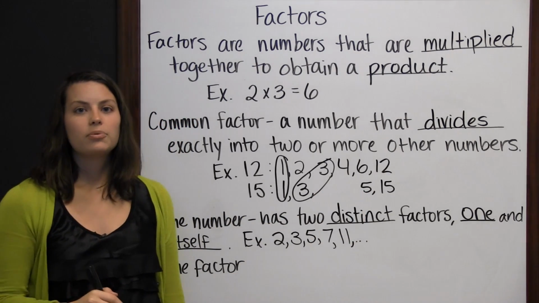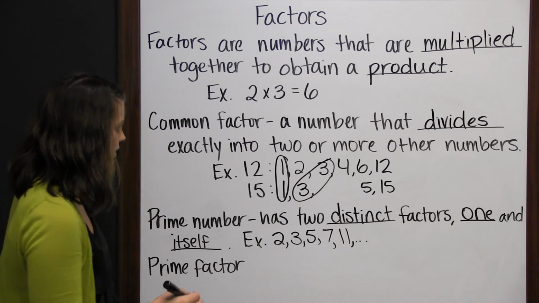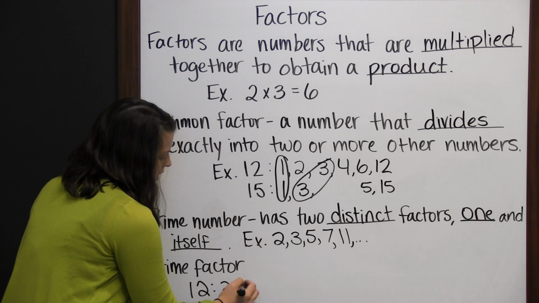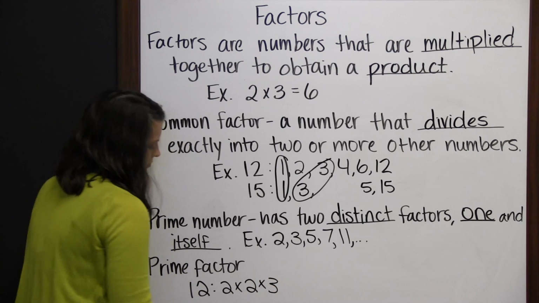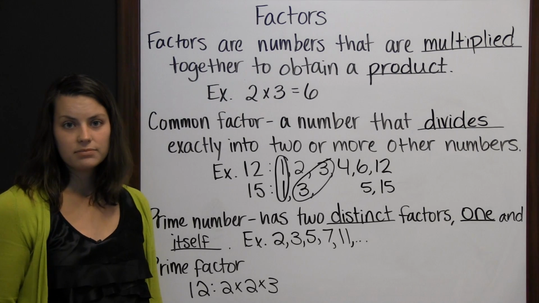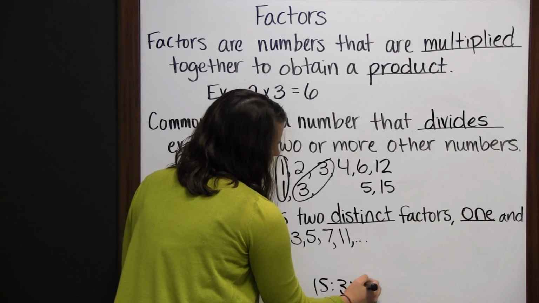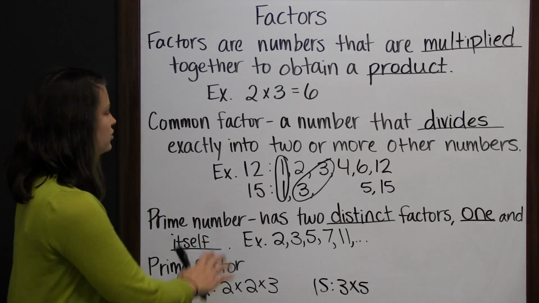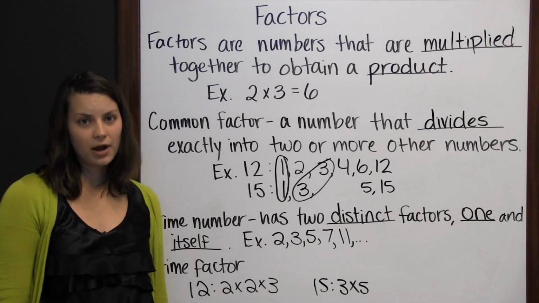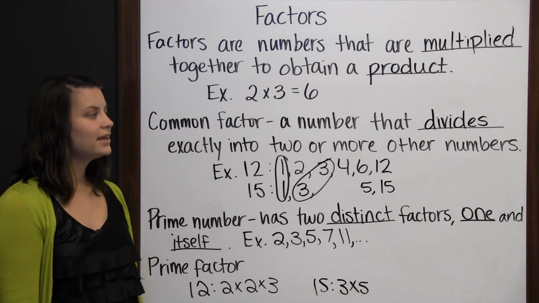You can also do prime factorization. The prime factorization of 12 would be 2 times 2 times 3. That's where you write the product of a number only using primes. And the prime factorization of 15 would be 3 times 5. Unlike just writing the factors of a number, with prime factorization, you use only prime numbers as factors to multiply to get the product you are seeking.